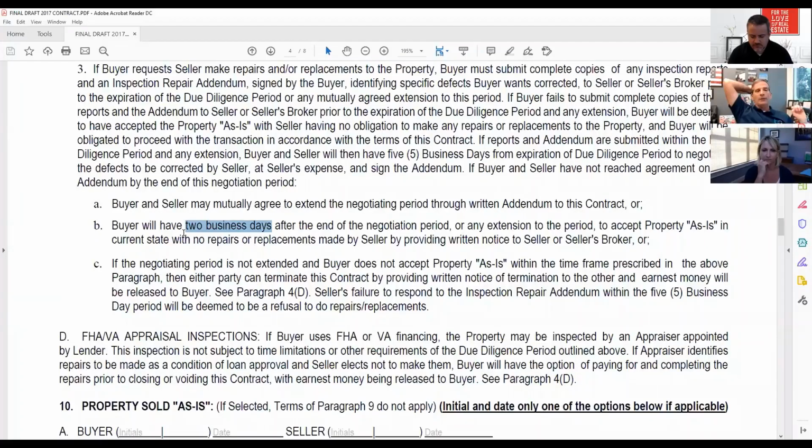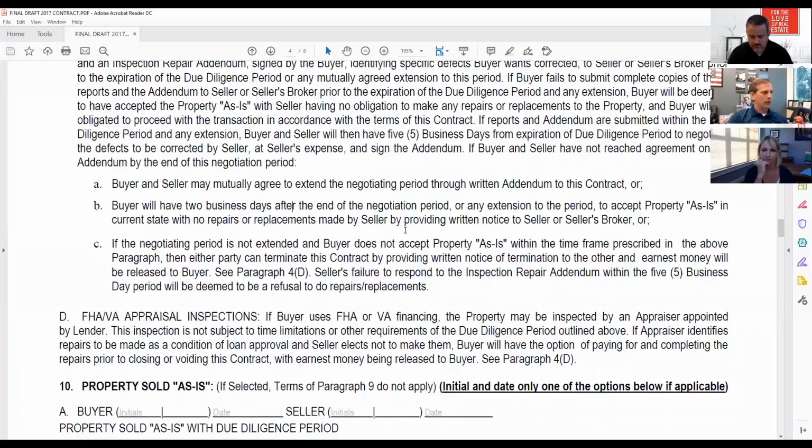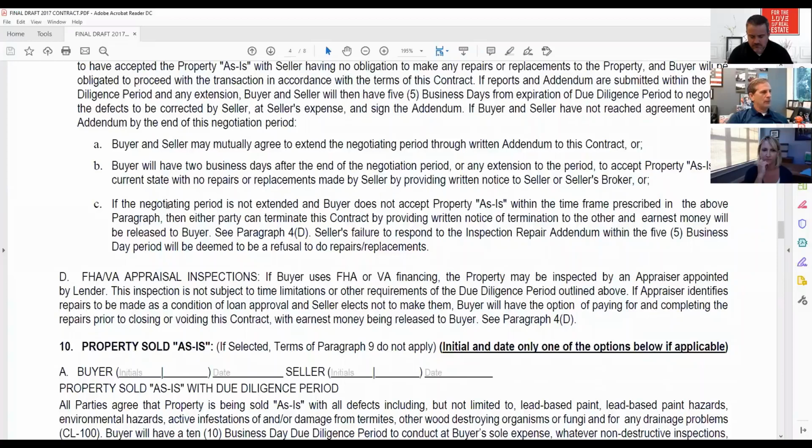I still want to buy it. So there's no risk in me asking for repairs. I do have the right to ask for repairs. If Becky refuses to make them, then I still have the right to buy the property. And we wanted people to do that. We didn't want people to be scared to ask for repairs. All right, if the negotiating period is not extended and the buyer does not accept the property as is within the time frame, either party can terminate.